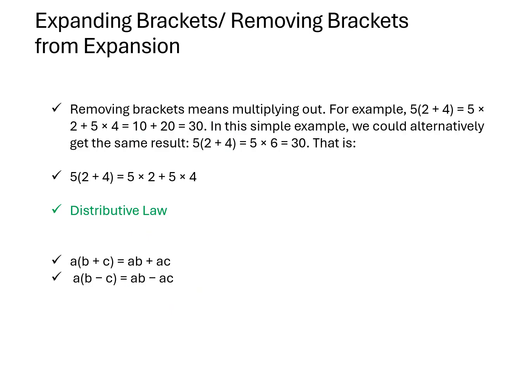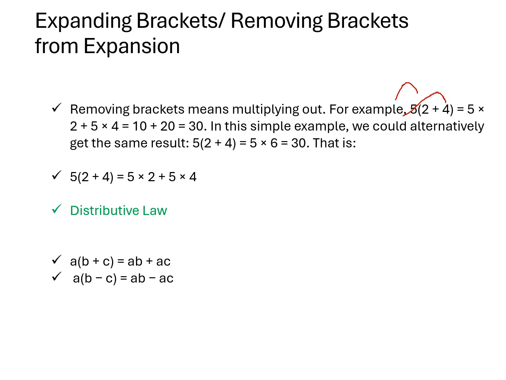Expanding brackets continues. Removing brackets means multiplying out. For example, 5 times the bracket 2 plus 4 equals 5 times the 2, and then 5 times the 4. Let me write it. So it's 5 times 2 plus 5 times 4. 5 times 2 is 10. 5 times 4 is 20. So 10 plus 20 is 30.